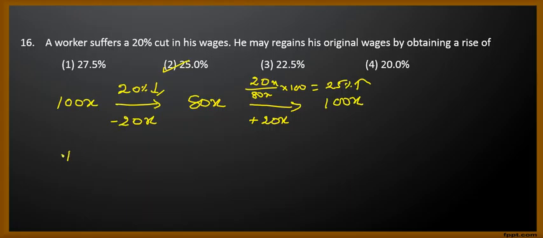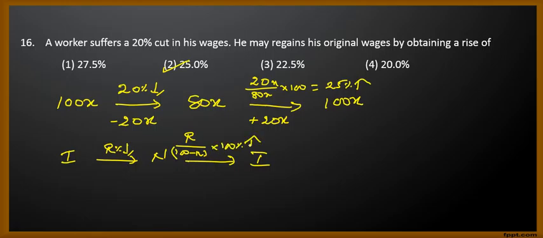Or else, what is the logical way of solving this question? If a value is initially reduced by r%, you will get a new value. By what percent must the new value be increased in order to get the original value? Simply, the new value must be increased by r by 100 minus r into 100 percent. Here it is reduced by 20%. To regain its original value, simply substitute in the formula: 20 by 100 minus 20, which is 80, into 100, which equals 25%. The same answer, option 2.